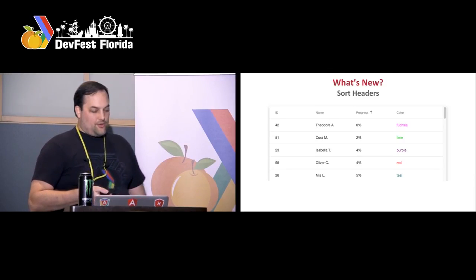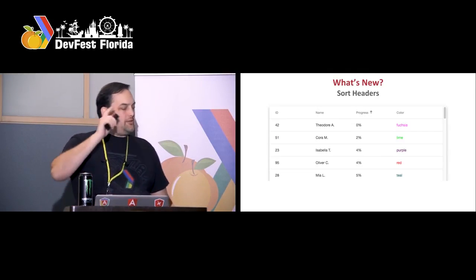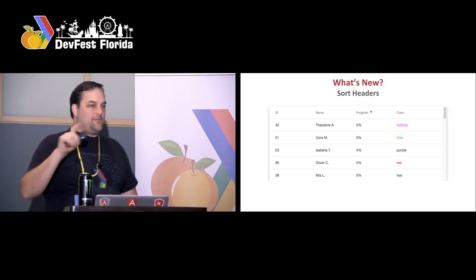So sorting of styled and unstyled tables is supported. You can see there's just a little arrow there. It toggles. They have some nice APIs for setting up sorting.